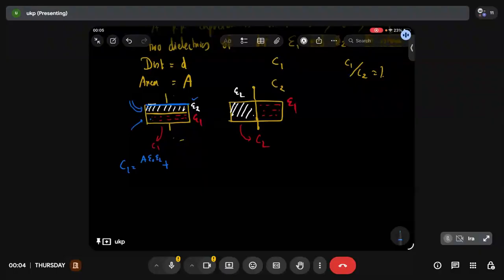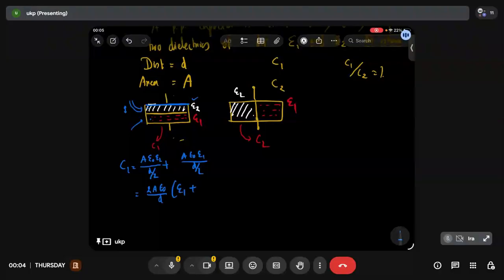Epsilon naught into epsilon 2 divided by, what is the separation between the two plates? d/2. Hopefully I don't need to explain anymore. And for the other one, it will be epsilon naught epsilon 1 divided by d/2. Yes or no? So am I getting the final answer 2A epsilon naught by d into epsilon 1 plus epsilon 2? Yes or no?